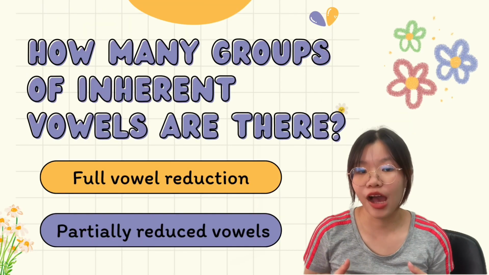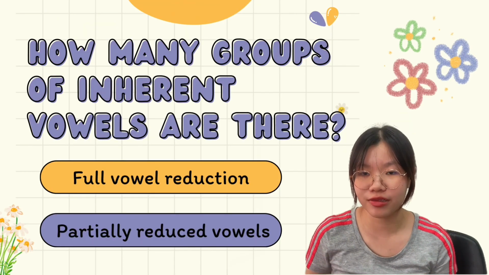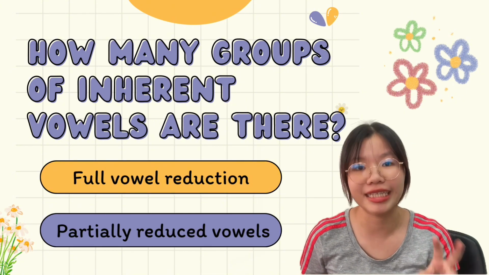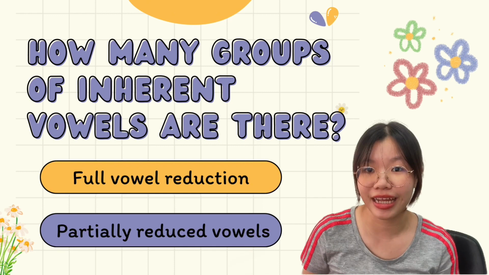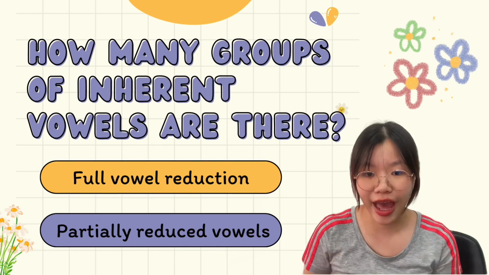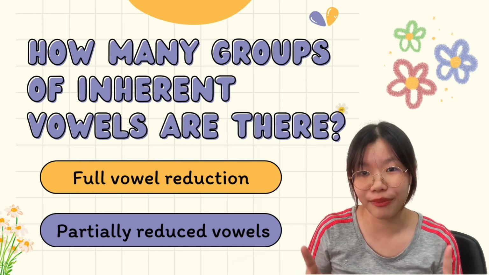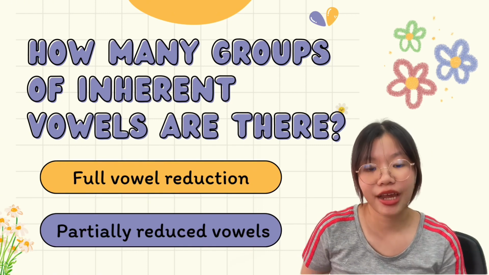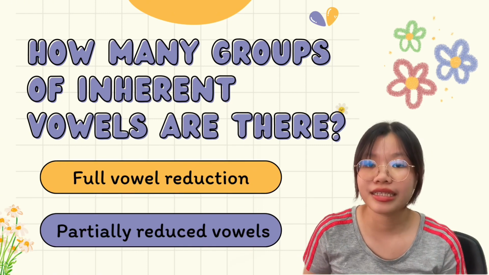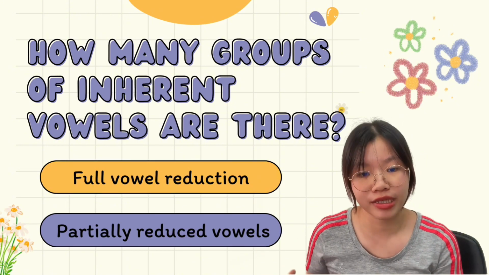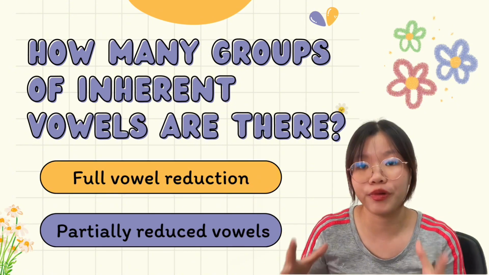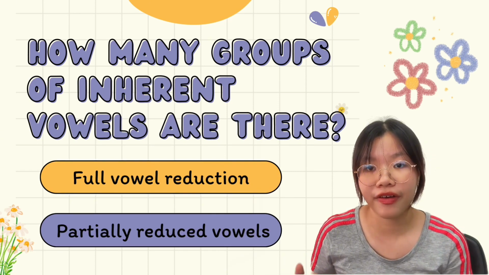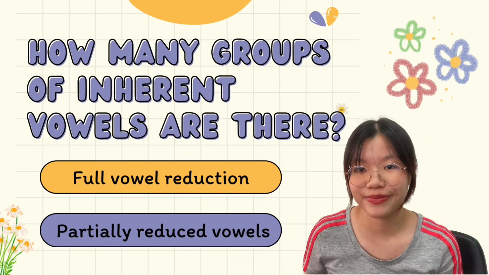So, how many groups of inherent vowels are there? There are two groups of inherent vowels in Thai. The first one is full reduction vowels. You will not see them at all. And the second one is partially reduced vowels. Some parts of them will be reduced, so some parts of them will remain, or the form is changed when they have a final consonant.